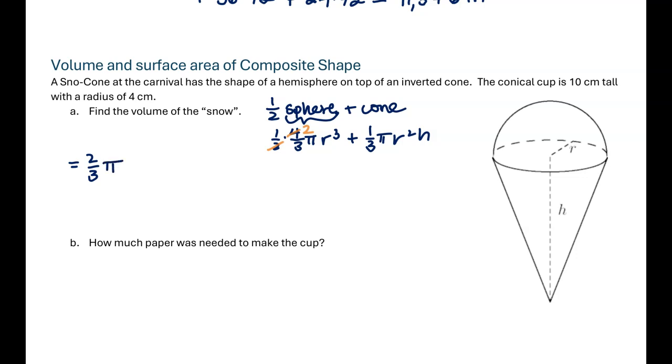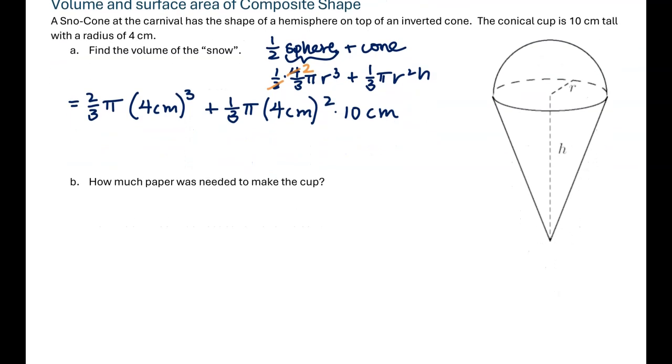So I have 2/3 pi, the radius of the cone, the cone is 10 centimeters tall with a radius of 4 centimeters. The radius of the sphere is 4 centimeters. We're going to cube that. And then we need 1/3 pi, same radius, times the height, which was 10 centimeters. So these are a little more complicated just to make you think a little more than just plugging into a formula, but hopefully nothing too overwhelming. 4 cubed is 64, and we've also cubed the centimeters. 4 squared is 16, and that's going to be centimeters squared.